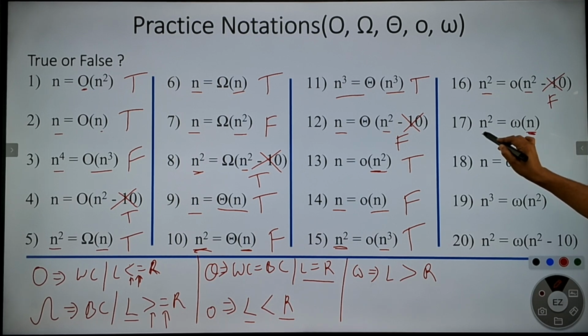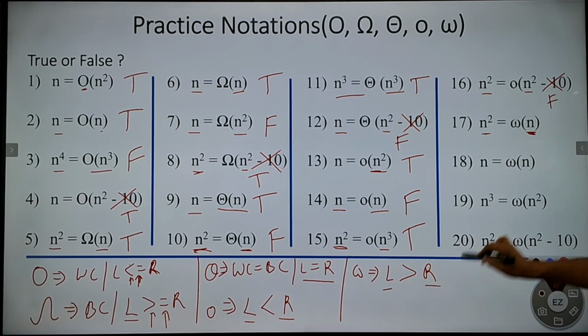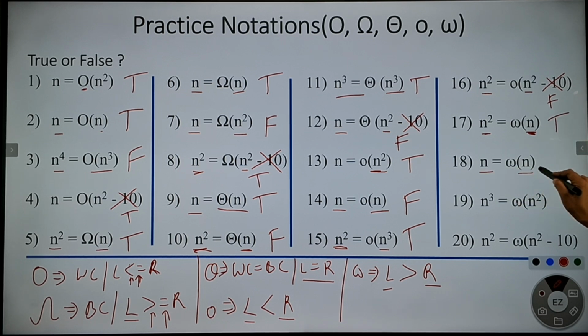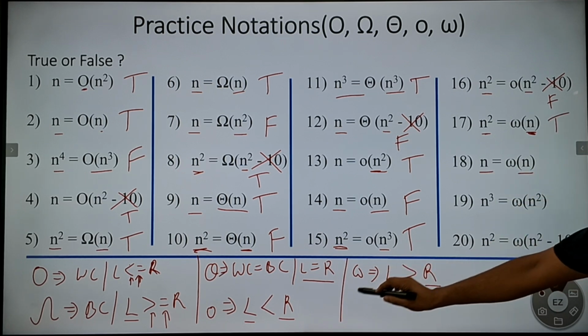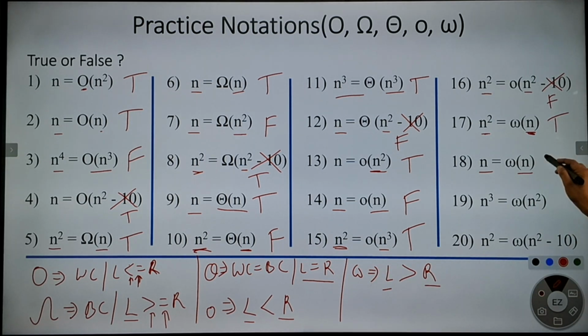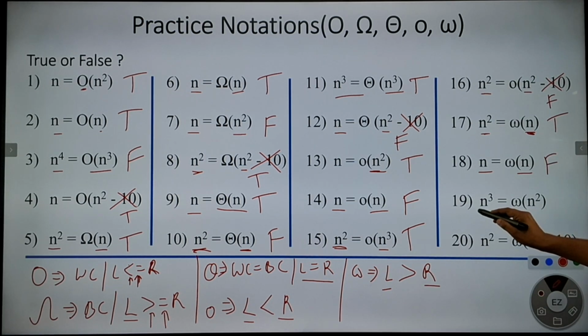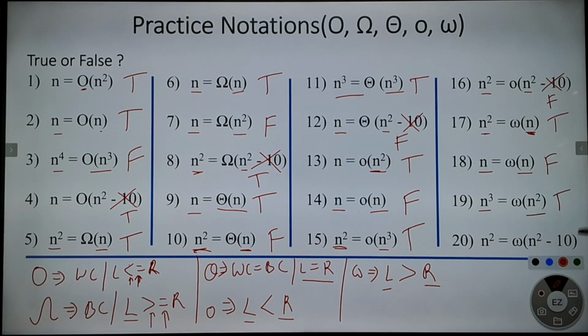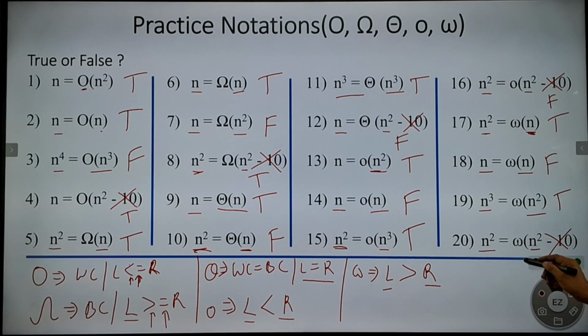Here small omega, left hand side is greater than right hand side, yes, n square is greater than n, this is true. Both are equal. Equal is not allowed in small omega and small o, so this is false. Left hand side is greater than right hand side, true. Remove the constant. Both are equal. Equal is not allowed in small omega, this is false. So that's it. We have gone through all the 20 examples.